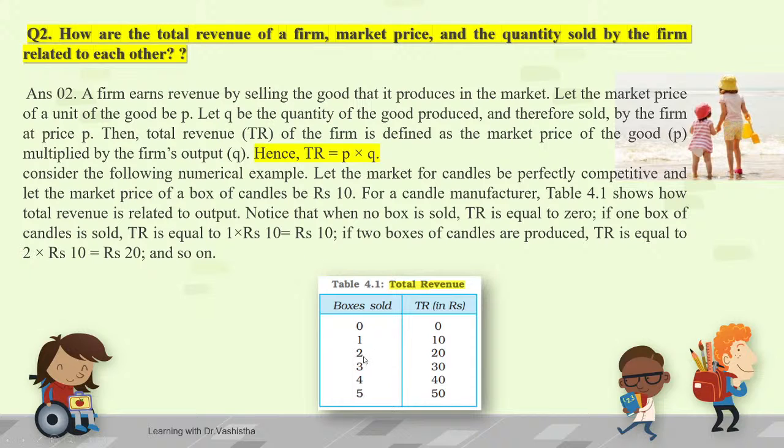Similarly, if 2 boxes are sold, it becomes 2 into 10, which is 20, and so on. So this is how they are interrelated to each other: the total revenue, the market price, and the quantity sold.